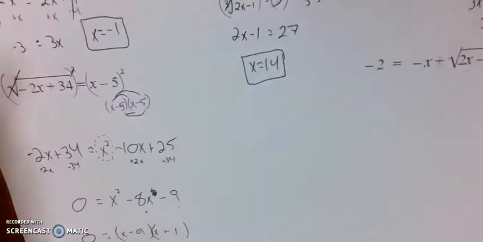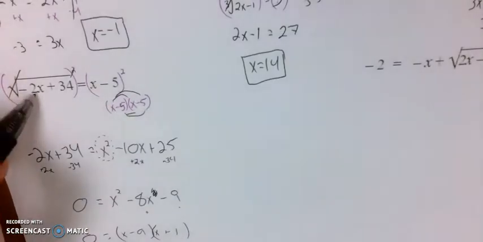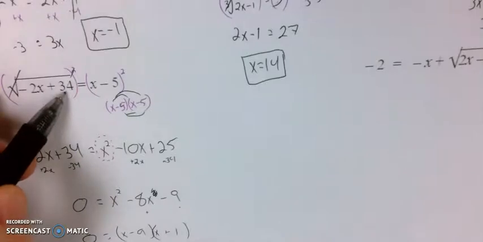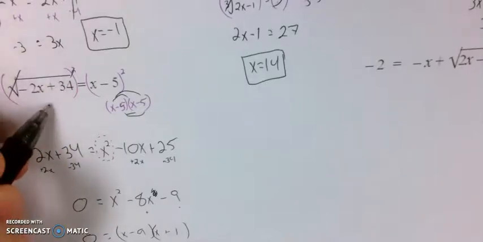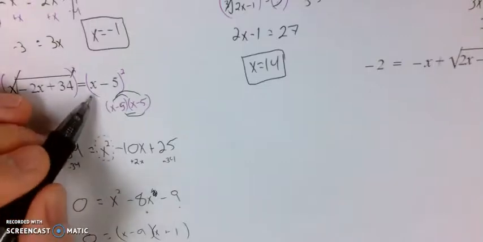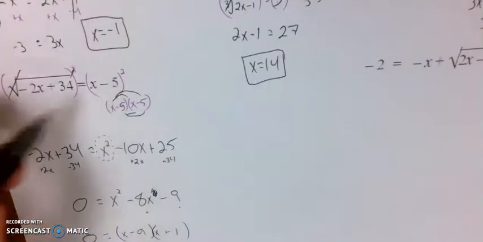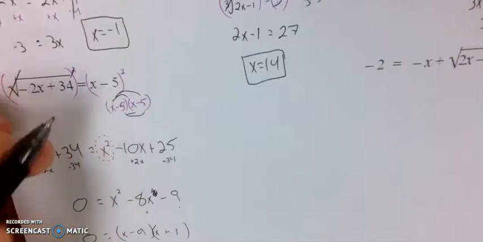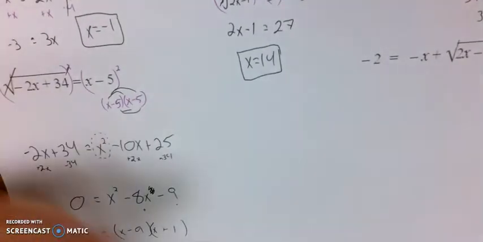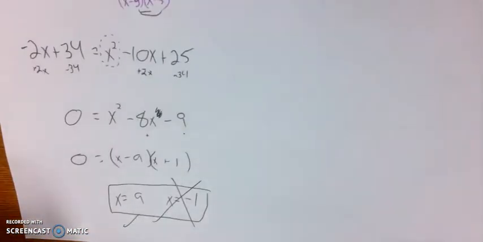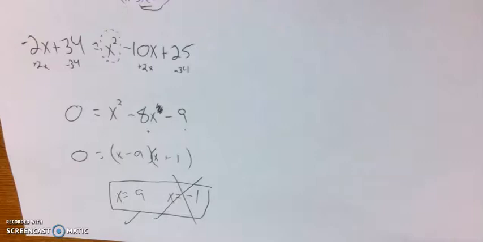Let's try negative 1. Negative 2 times negative 1 is a positive 2, plus 34 is 36. Okay, so the square root of 36 is 6, equals negative 1 minus 5. Negative 1 minus 5, so that's actually not going to work, right? Because negative 1 minus 5 would give me a negative 6. So negative 1 here would be considered extraneous.